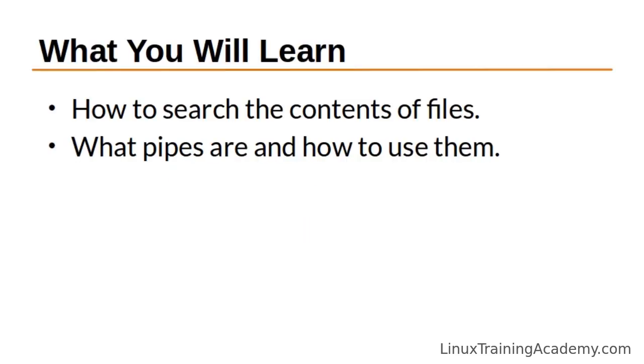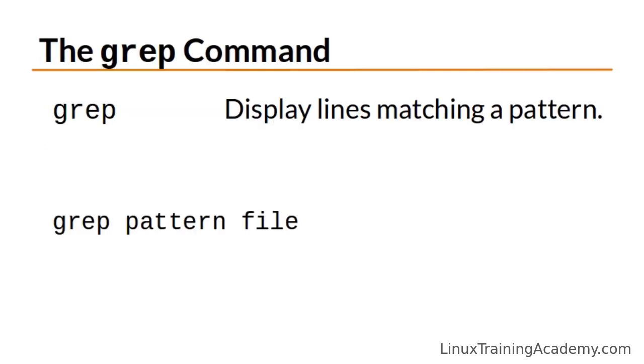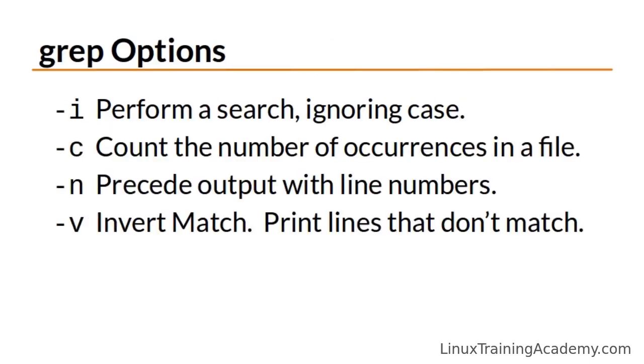In this lesson, we'll be covering how to search the contents of files, as well as what pipes are and how to use them. To look for text within a file, use the grep command. The typical format of the command is grep, space, a search pattern, space, the file that you're searching for the pattern in. Here are some options that you can use with the grep command.